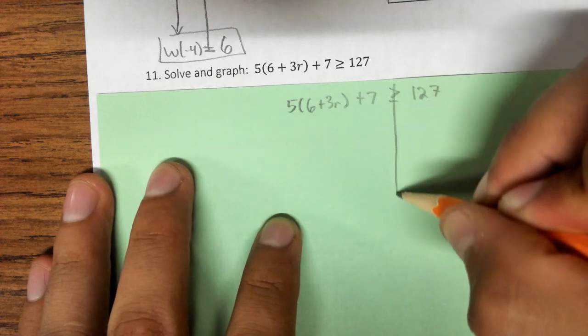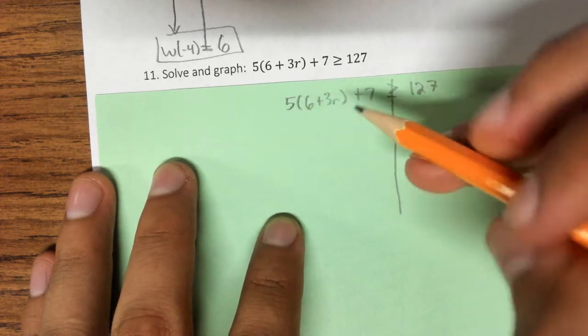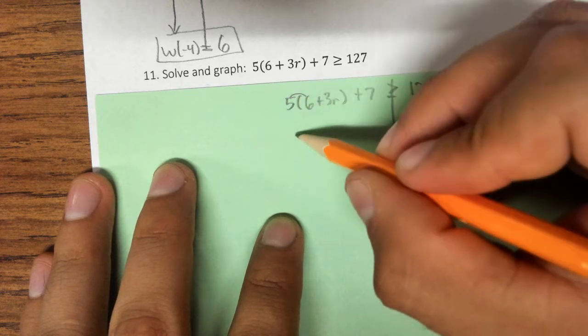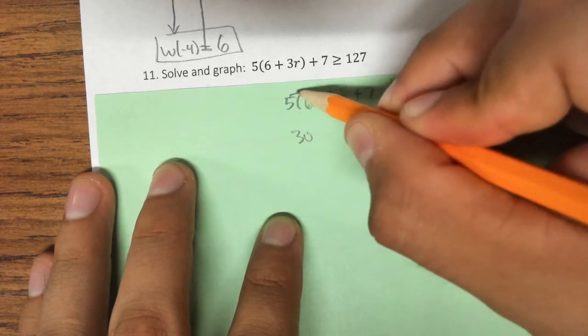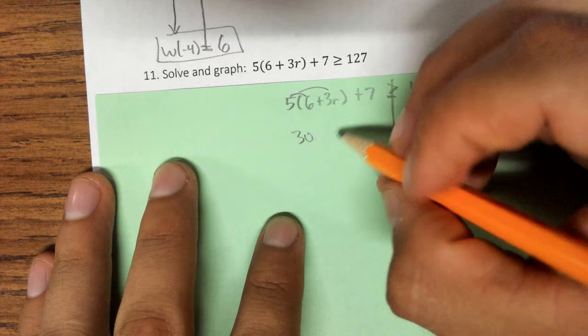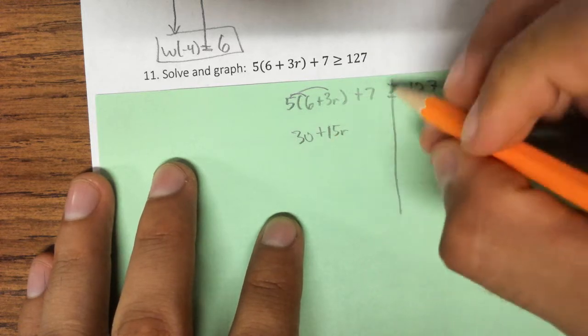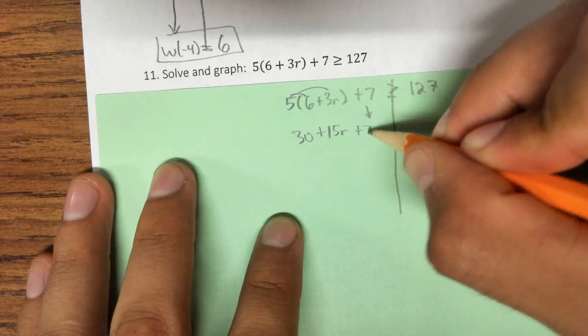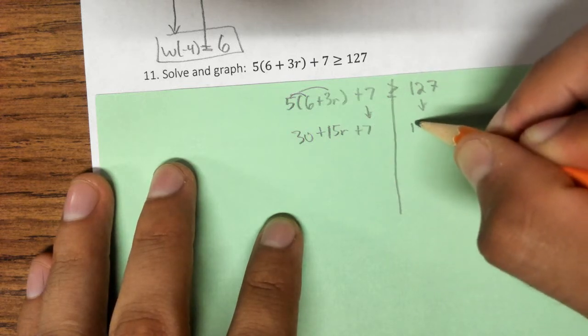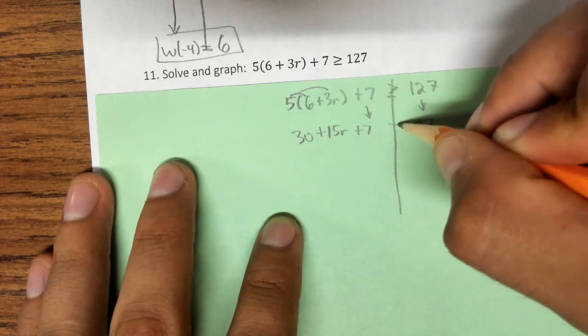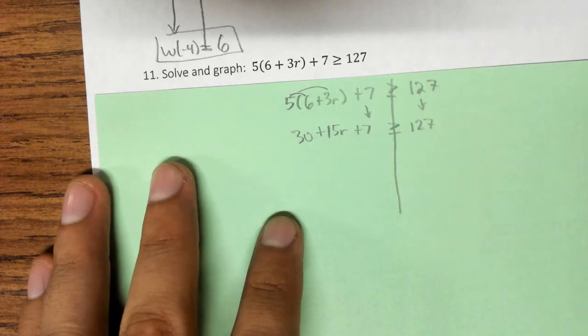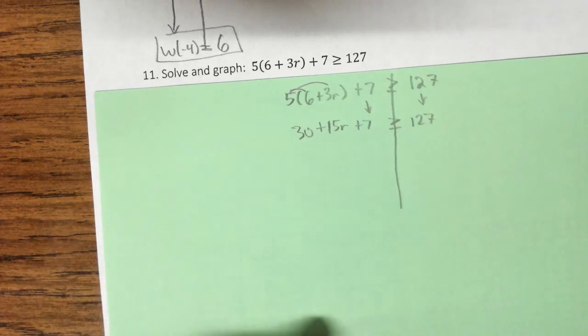We're going to draw our line down our equal sign. First step is going to be to distribute, so we have 5 times 6, which is going to give me 30. 5 times 3r, which is going to give me 15r. 7 is going to come down. 127 is going to come down. And then we're going to keep our inequality. Remember that once you distribute, the 5 goes away.